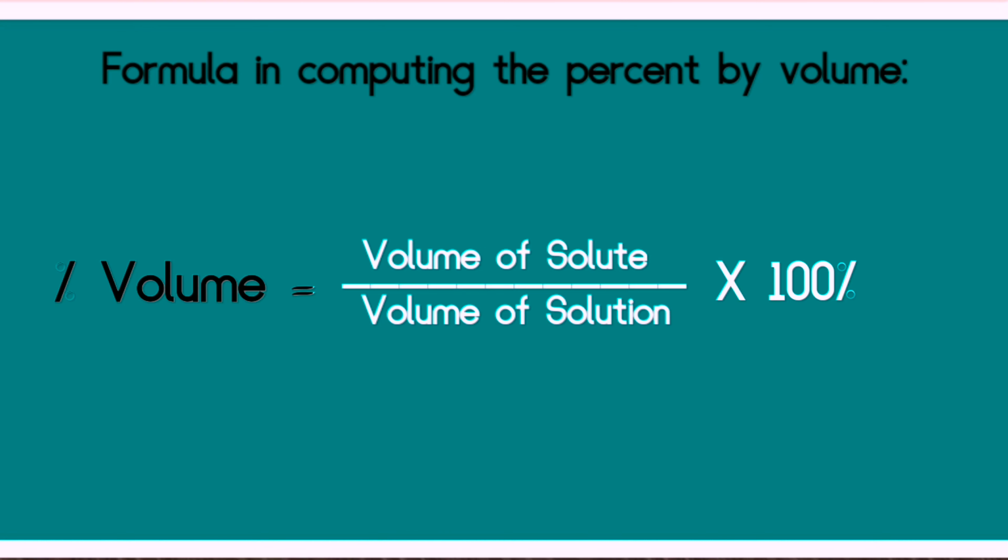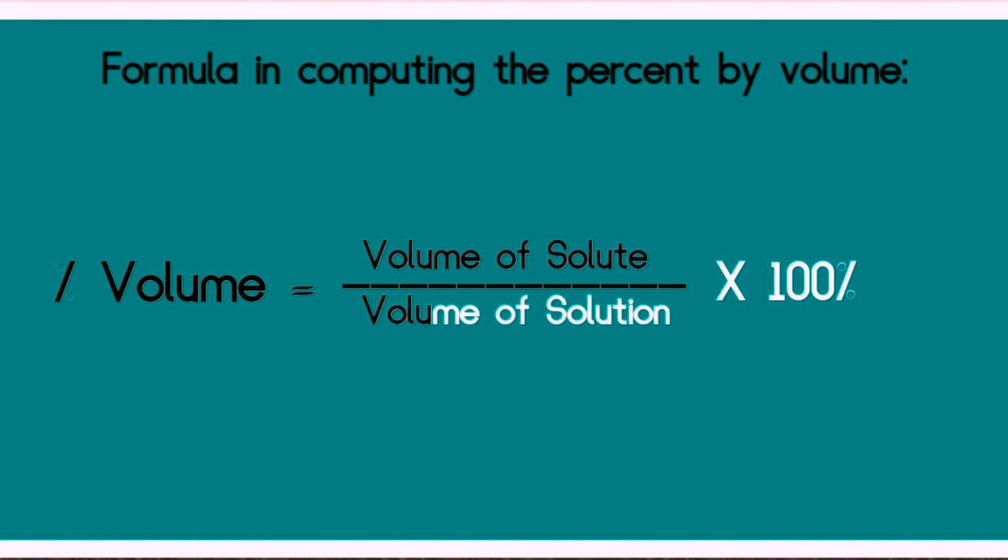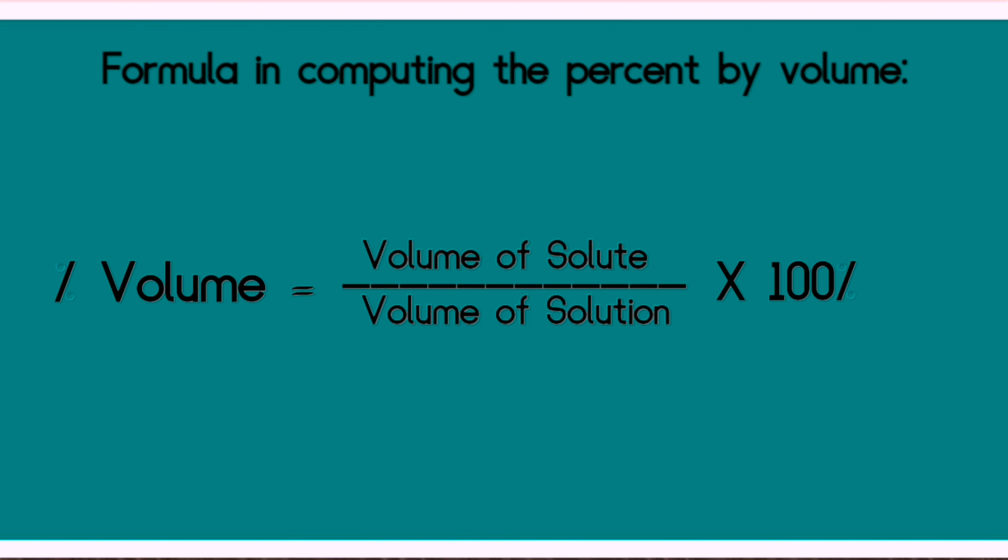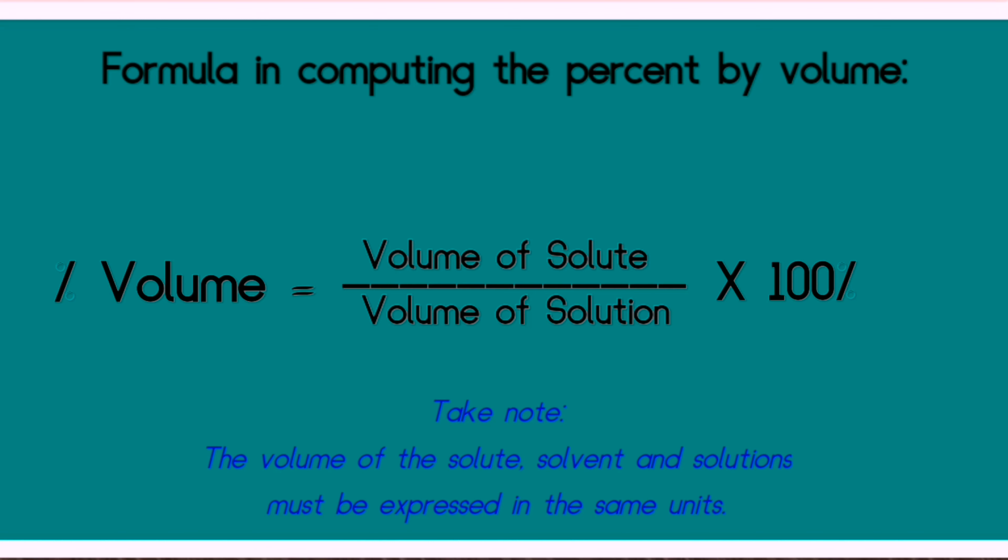Percent by volume is equal to volume of solute divided by volume of solution times 100%. Take note that the volume of solute, solvent, and solutions must be expressed in the same units. Okay, let's practice sample problem using percent by volume.